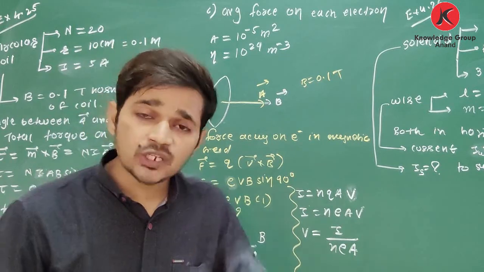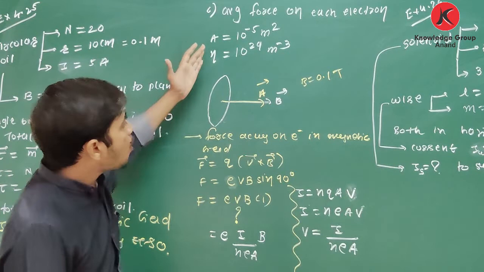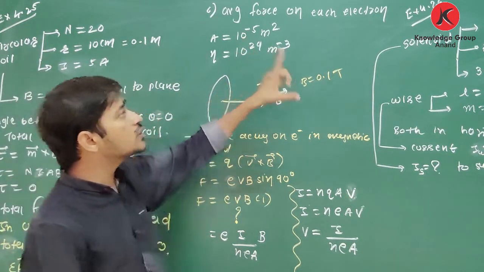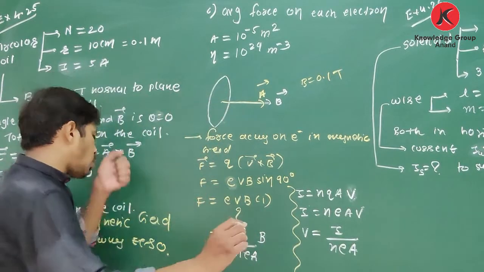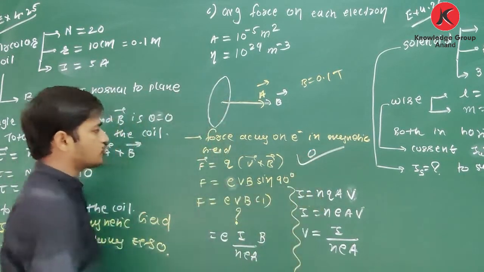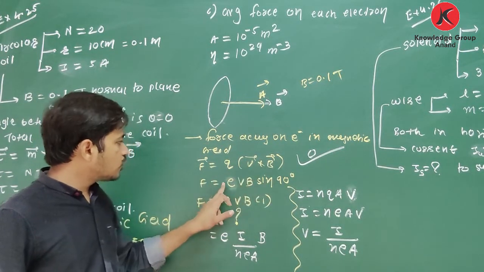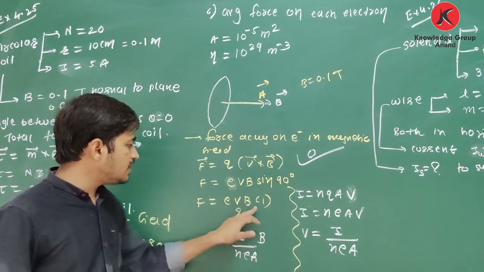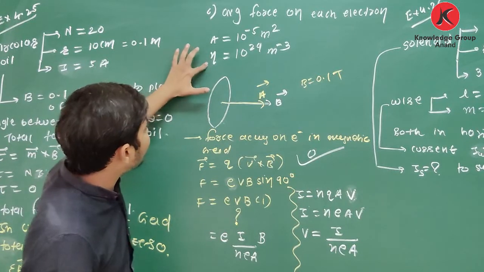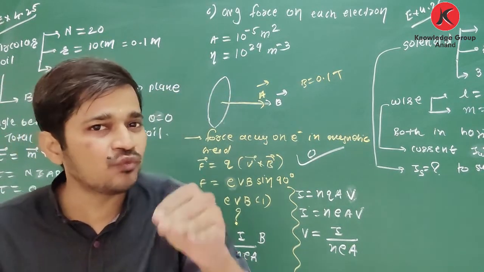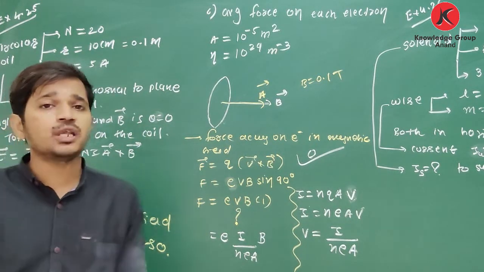Clear about this? So once you draw the figure, once you write the data, what you have to find? You have to find the force acting on the electron. The electron is moving in a magnetic field, so that is only one equation. F is equal to Q V cross B is equal to E V B sin 90. E is given, but V is not given. Then see the data N. This N suggests which equation you have to use. Clear about this? So be clear about equations.